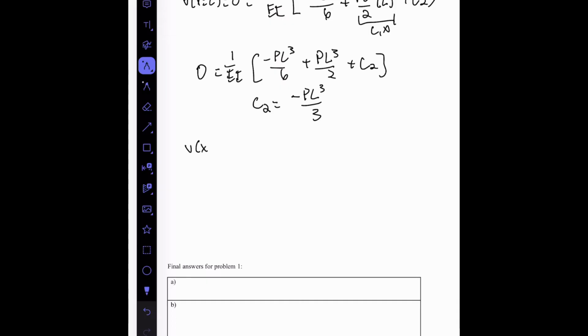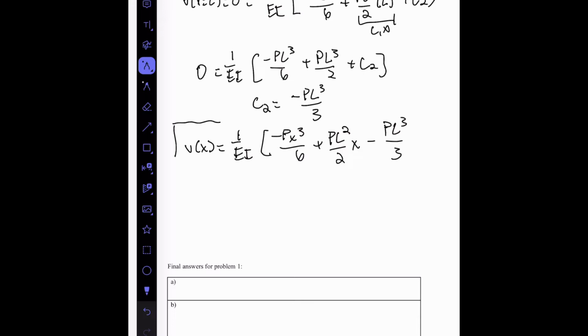So our overall expression for the deflection of the beam is going to be 1 over EI times negative Px cubed over 6 plus PL squared over 2 times x minus PL cubed over 3. And here's our final answer.